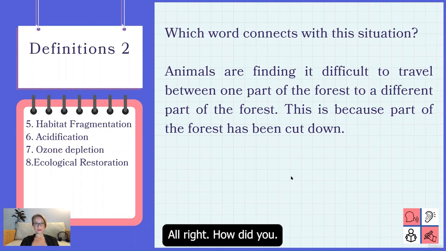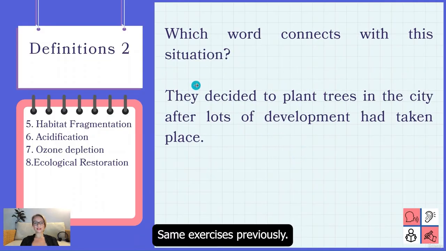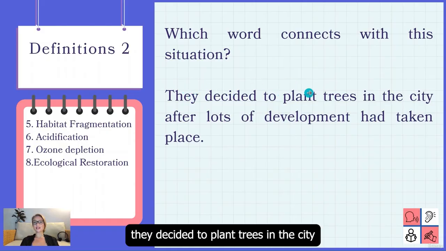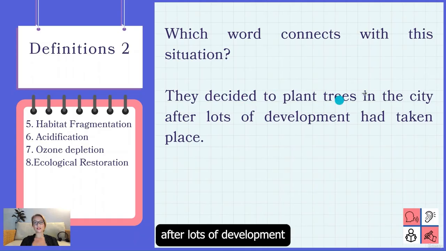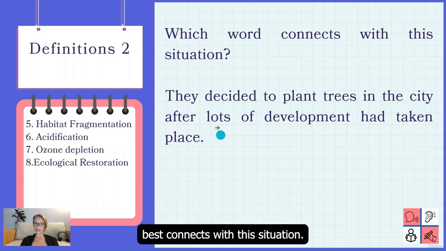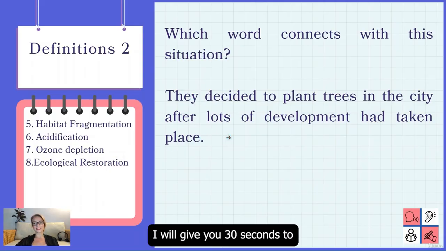Great. How did you do? Did you get it right? All right. Well done if you did. Don't worry if you didn't. Let's give it another go. Same exercise as previously. The situation says they decided to plant trees in the city after lots of development had taken place. Which word from the list on the left best connects with this situation? I will give you 30 seconds to complete the exercise.